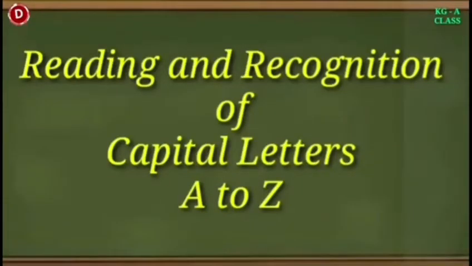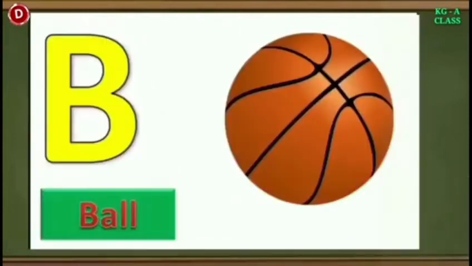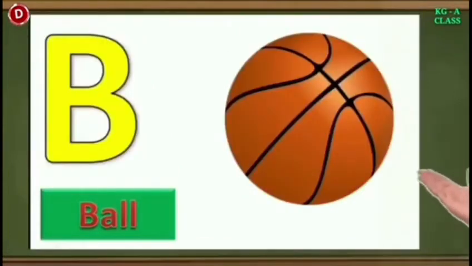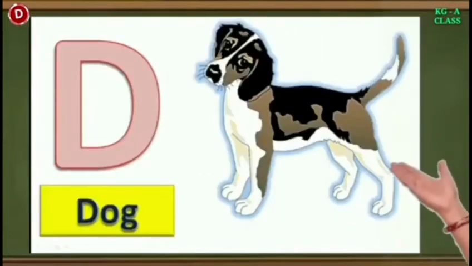Children, now let's learn and recognize capital letters A to Z with pictures. So let's start, children. You also speak with me. Now look here, children. This is capital A. A for apple. Now comes B. B for ball. Now comes C. C for cat. Meow. The next letter is D. Look here, children. This is capital D and D for dog.